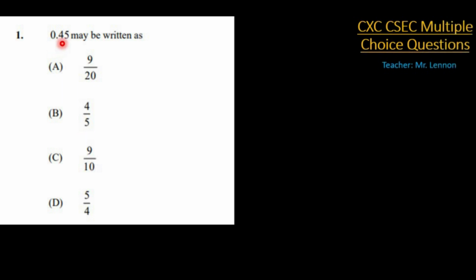Question 1. 0.45 may be written as. What we want to do is to take the two digits after the point, and write it as the numerator. So it'd be 45 divided by, and since we have two digits after the point, we will have two zeros in our denominator. Put one in front. In other words, we have 45 hundredths.